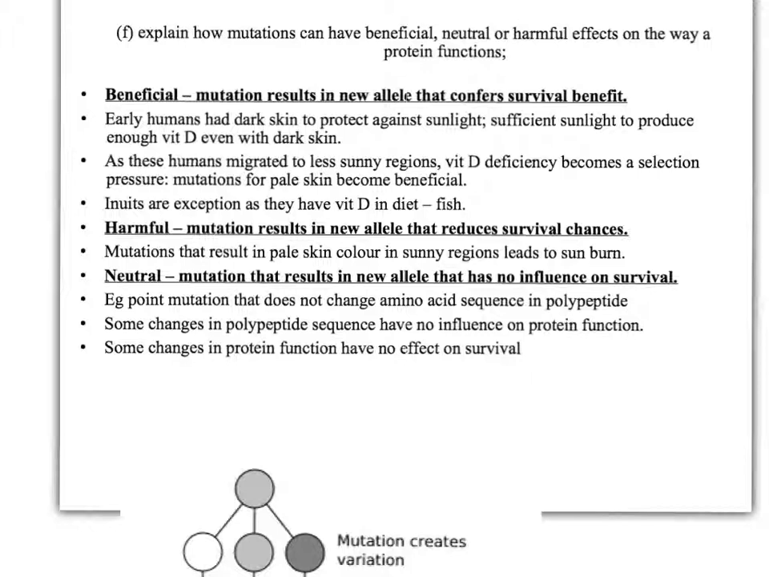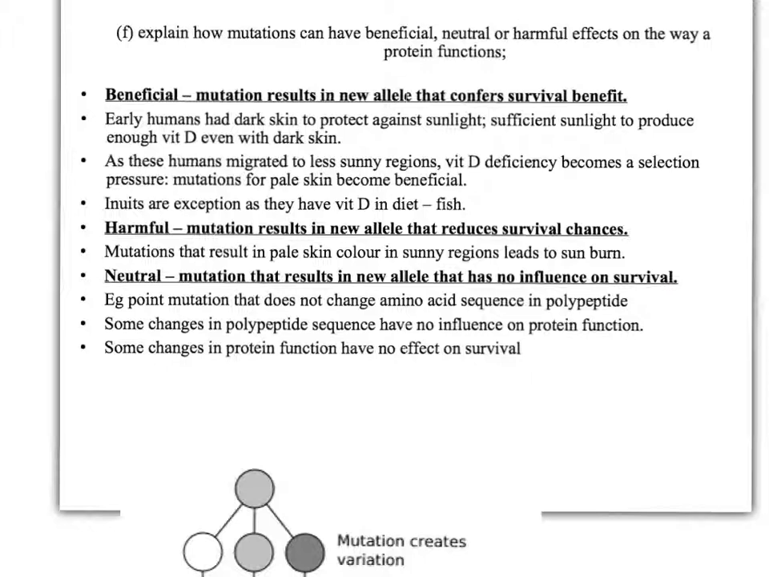And then there are neutral mutations that result in a new allele but have no influence on the survival of that organism. The point mutation might create no change in the amino acid sequence. This goes back to the idea of the degenerate code, which we mentioned before. The mutation could result in exactly the same amino acid and therefore the same primary sequence, secondary folding and tertiary folding, and therefore the same function of the protein.